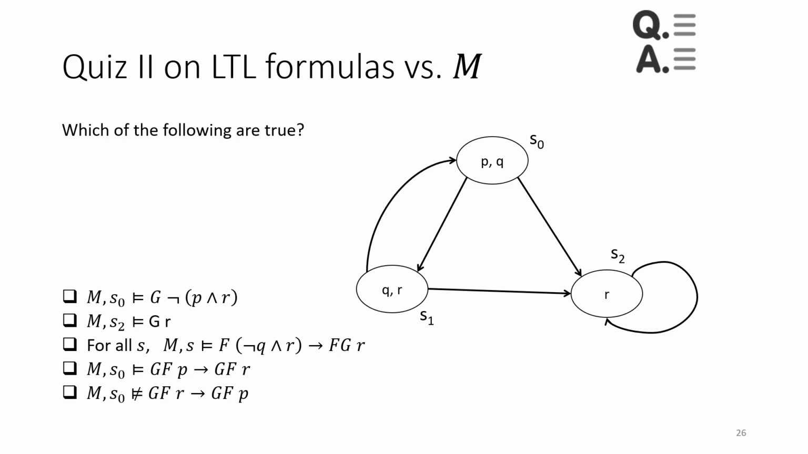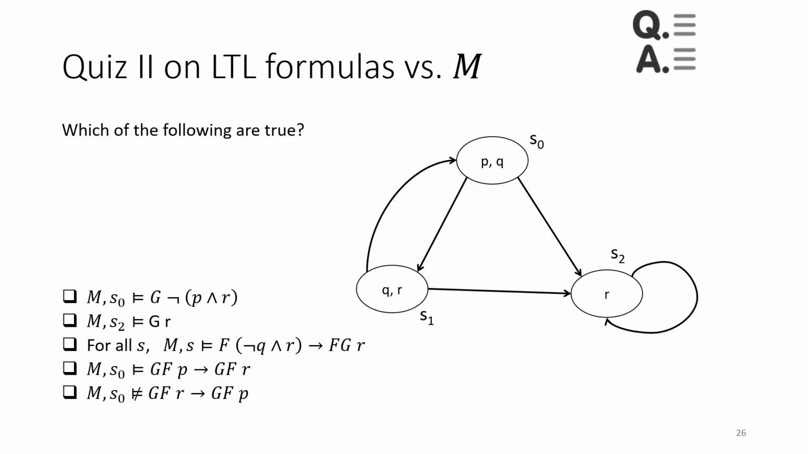Every possible state that we can, every computation that we can do, every path, well, there's only one path, the one that stays in S2 forever, and this always has the label R. So yes, this one is also satisfied. If we started in S1, it would not be globally R, because already in the initial state, R is not there. So S1 would not satisfy this.